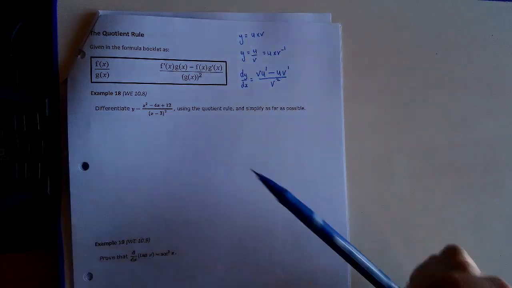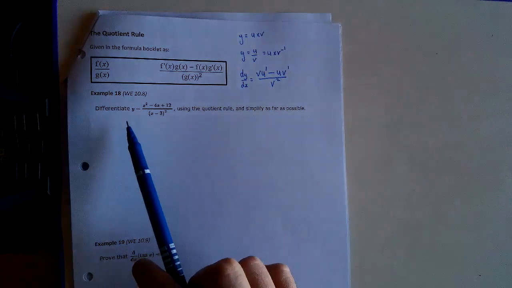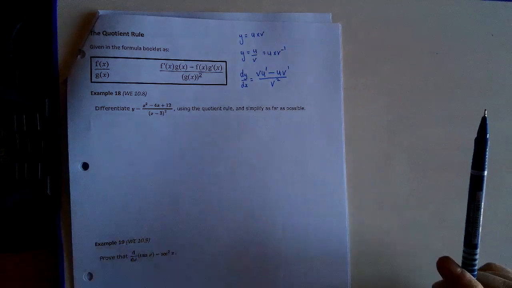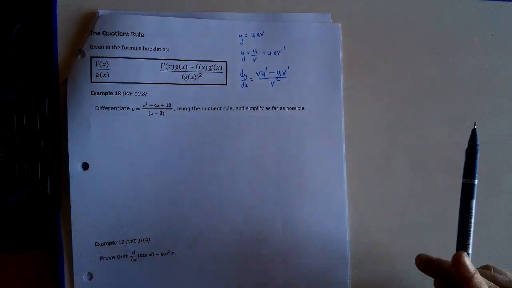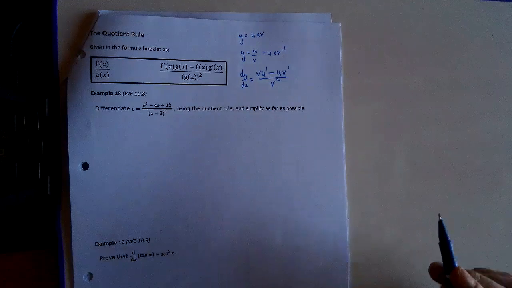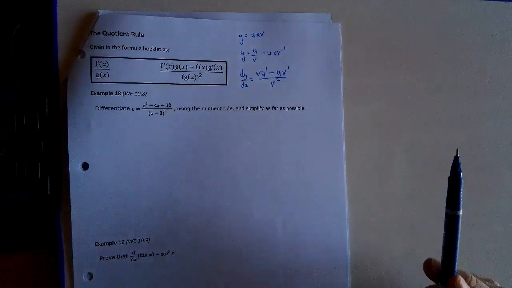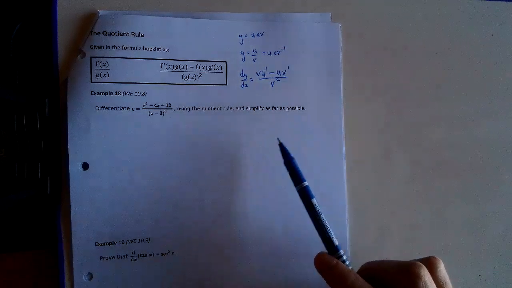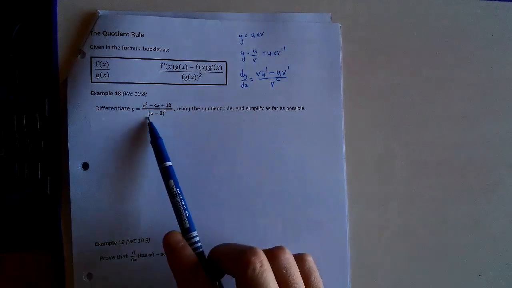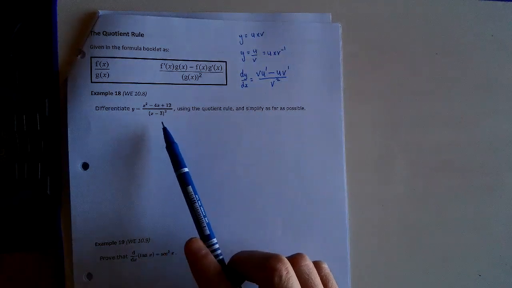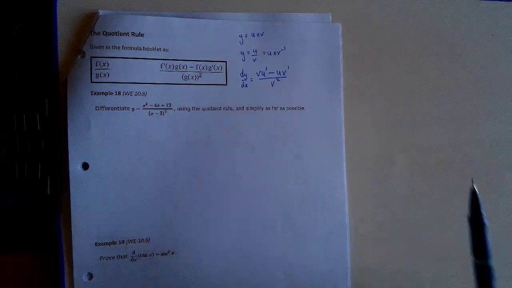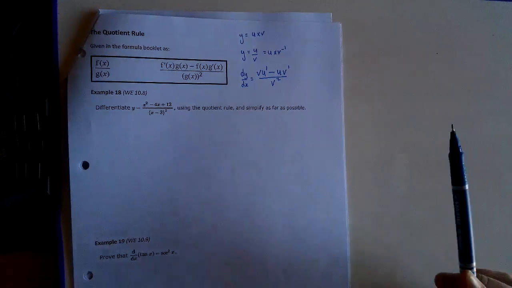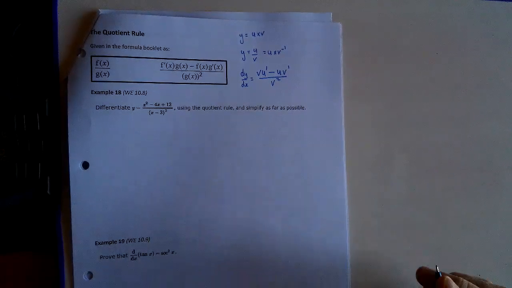Okay, so first example: differentiate y equals x squared minus 4x plus 12 over x minus 3 squared using the quotient rule and simplify as far as possible. The fact that it says simplify means we need stuff in brackets ready to cancel out. So I'm going to leave the bottom, x minus 3 squared, as it is. Anyway, it's always good to leave the bottom factorized.